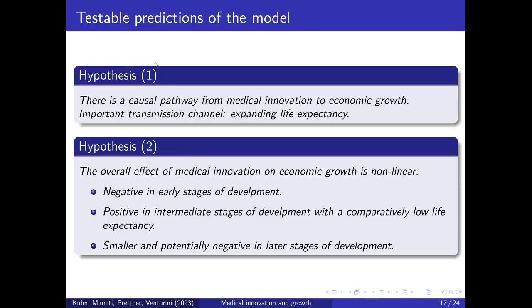And that means that we can derive two testable hypotheses. The first one is that there is a causal pathway from medical innovation to economic growth, and an important transmission channel in this whole context is the expansion of life expectancy. That's what is directly derived from the model. And the second hypothesis tells us that the overall effect of medical innovation on economic growth is, however, non-linear.